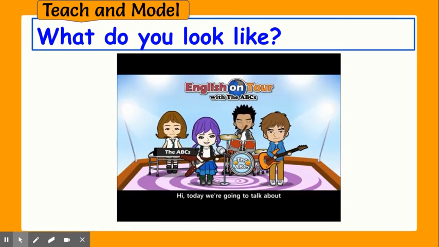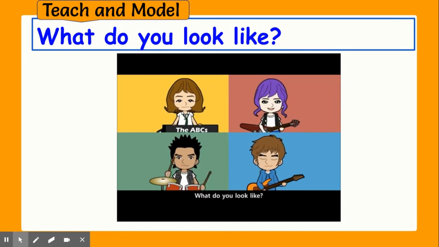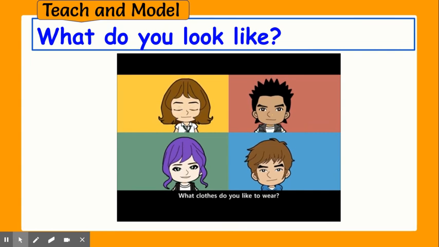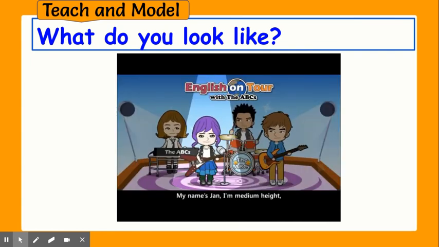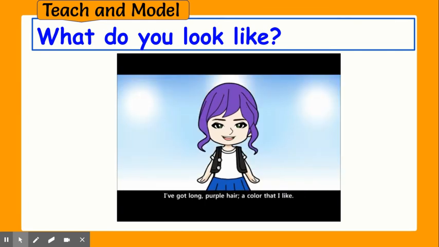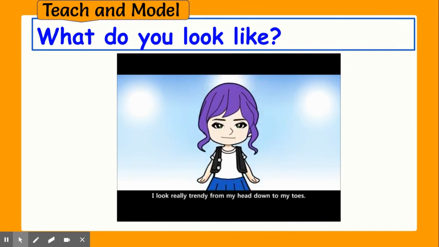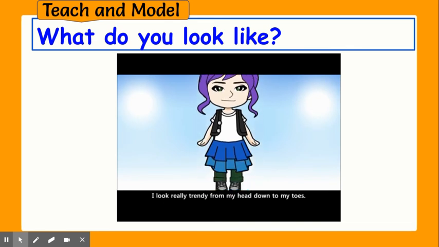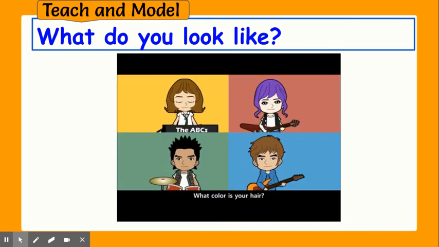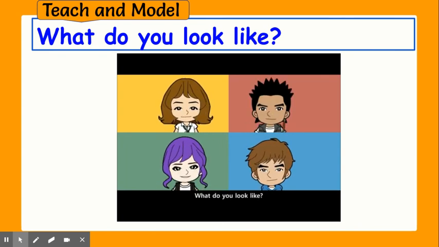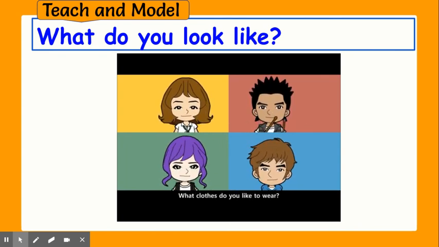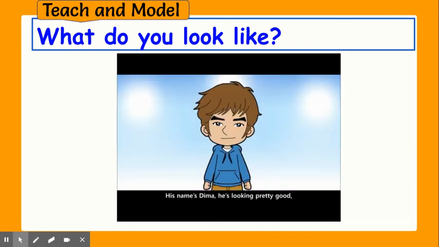Hi. Today we're going to talk about what people look like. What do you look like? What color is your hair? What do you look like? What clothes do you like to wear? My name's Jan. I'm medium height. I've got long purple hair, a color that I like. My eyes are green, my skirt is blue, I'm wearing funky clothes. I look really trendy from my head down to my toes. What do you look like? What color is your hair? What do you look like? What clothes do you like to wear? His name's Dima. He's looking pretty good.